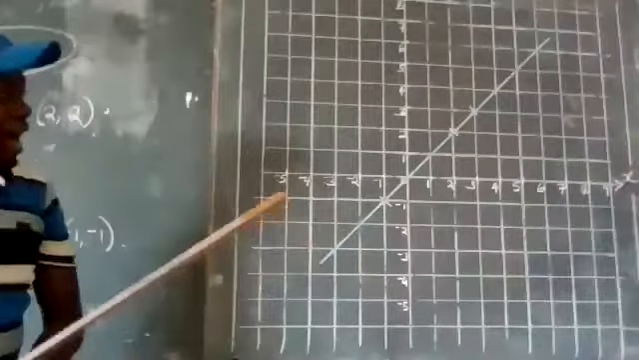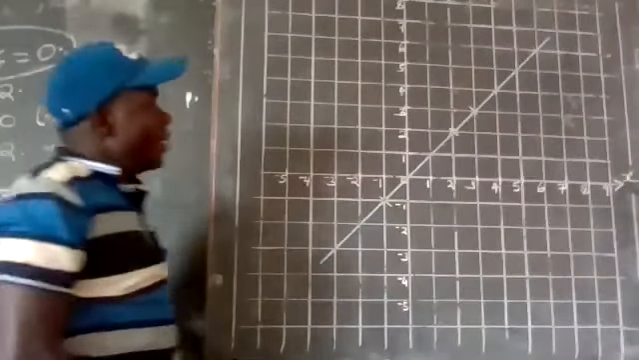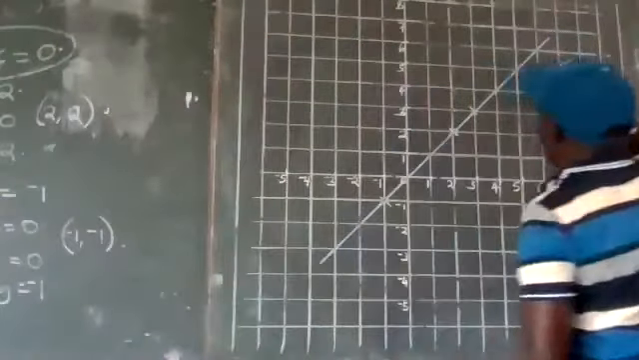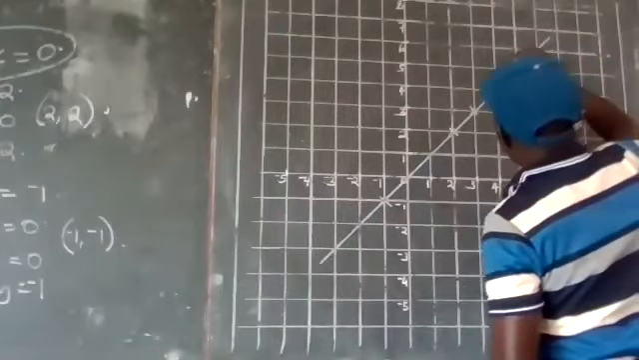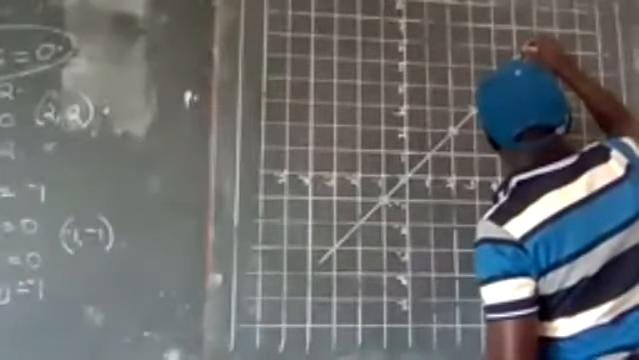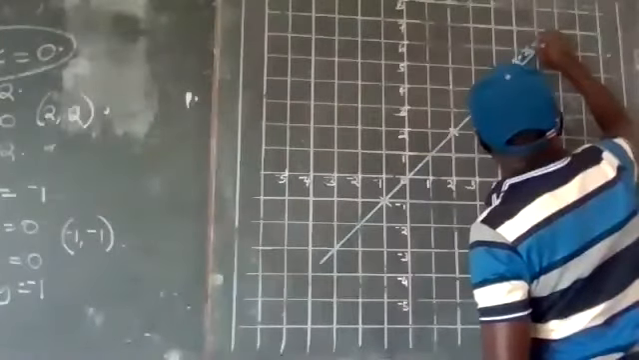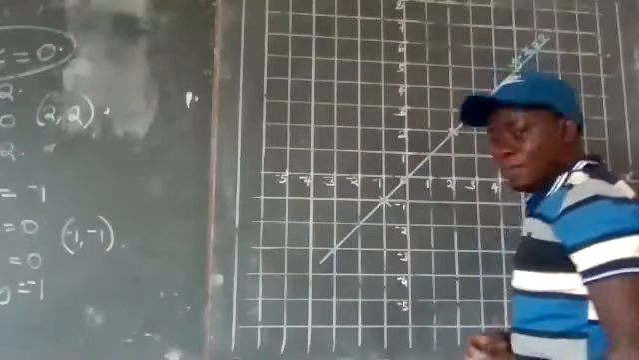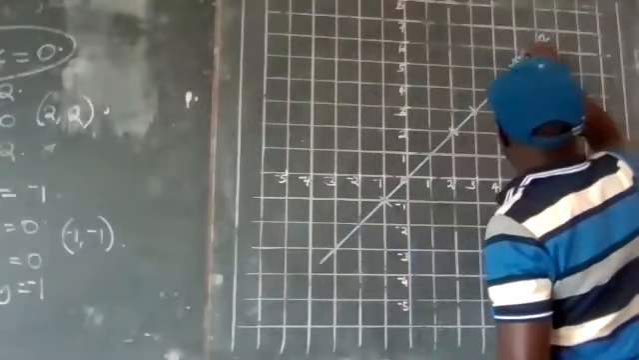Excuse me, teacher. Yes. Our mirror line is now here. Don't forget to label this line. The line is y minus x is equal to 0.